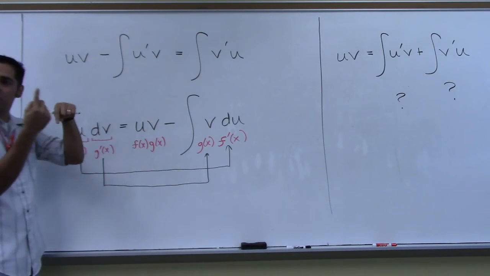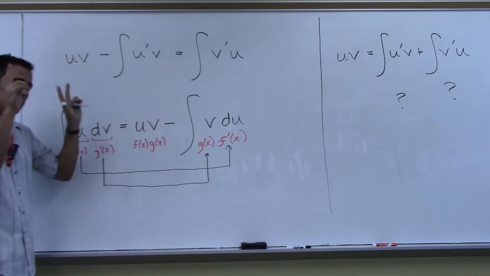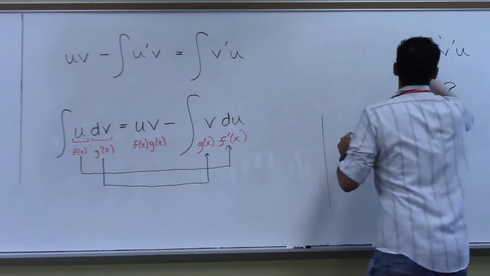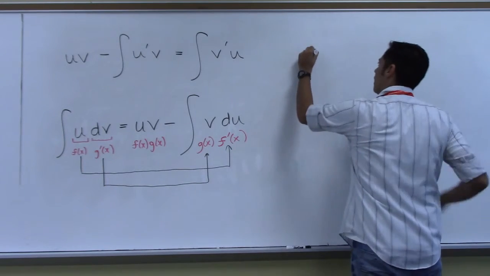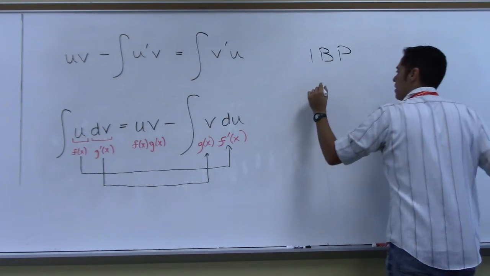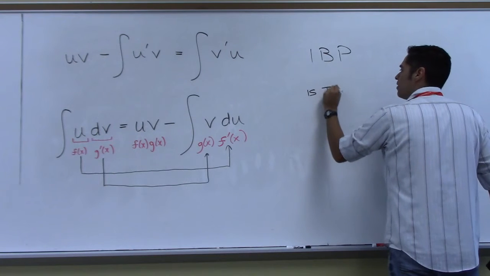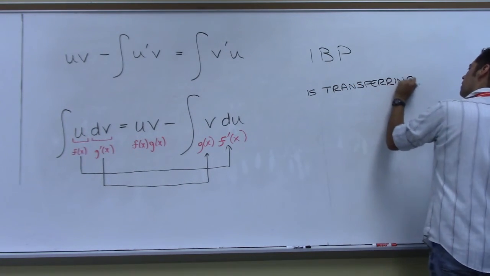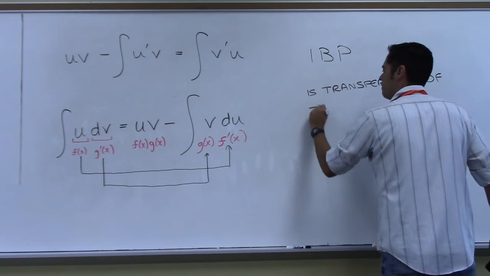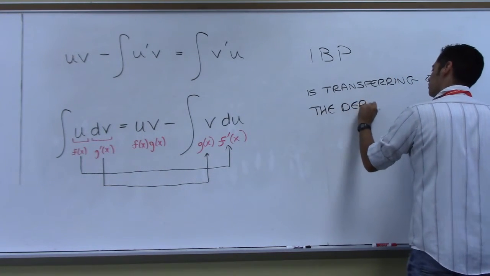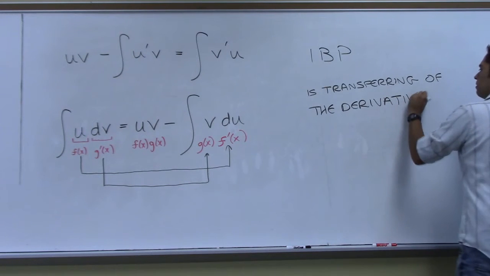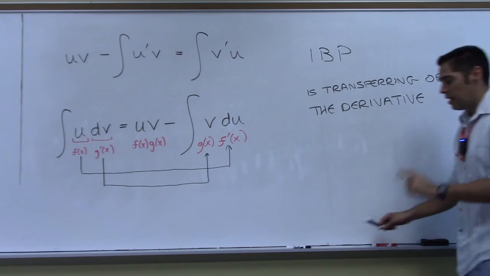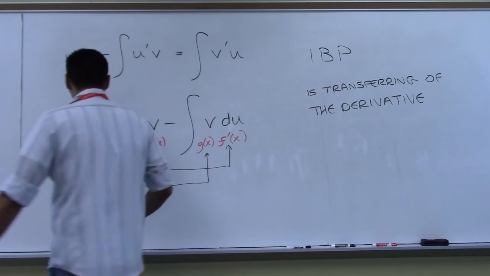So you see the derivative switch places, and that's what I can remember Dr. Richardson saying, is that the integration by parts, IBP is what I call it up in the notes, is transferring of the derivative. That is the beauty of the formula. You transfer the derivative over from one function to the other.